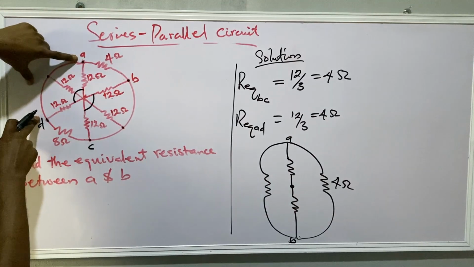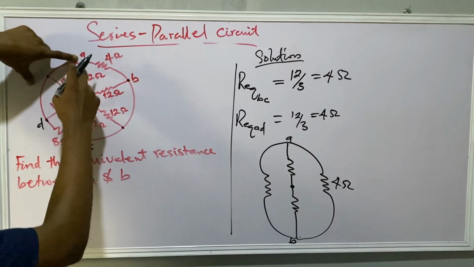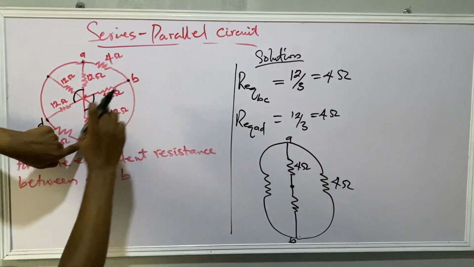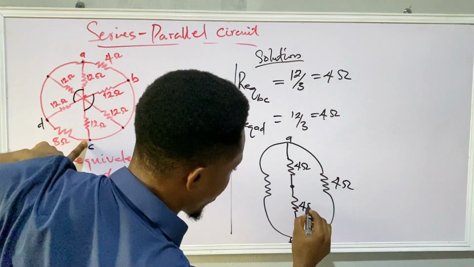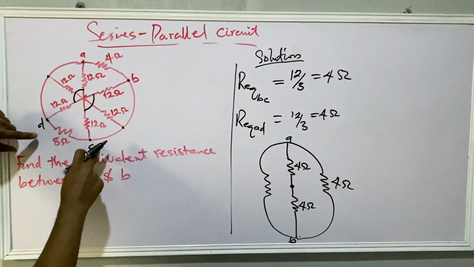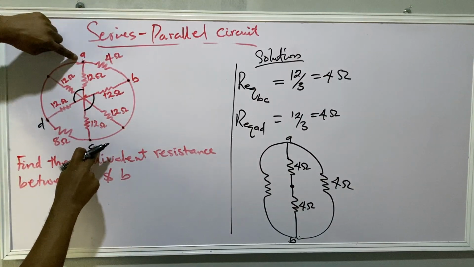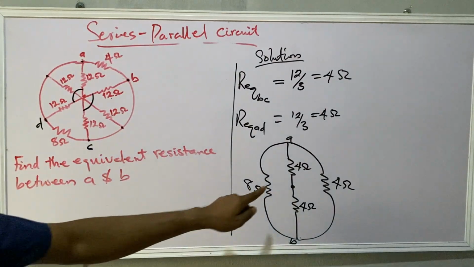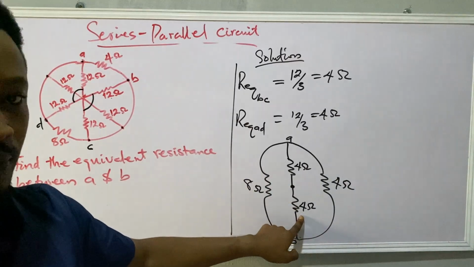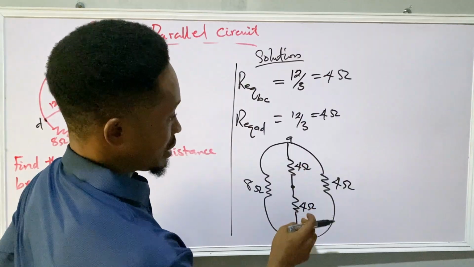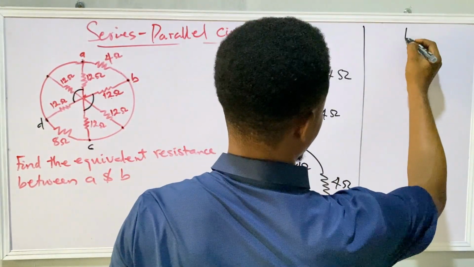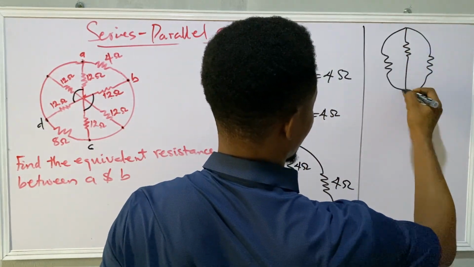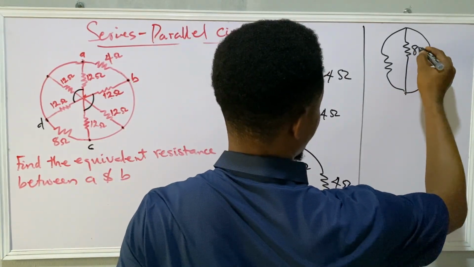From this point to this point, we resolve it, and the value is 4 ohms. From this point to this point, we resolve it, and the value is 4 ohms. So what we now have is point C and point D, which is the same point as point A. So that means here we have 8 ohms. You can see this and this are now in series. Since they are in series, we can redraw it as this. They are in series, the equivalent is 8 ohms.